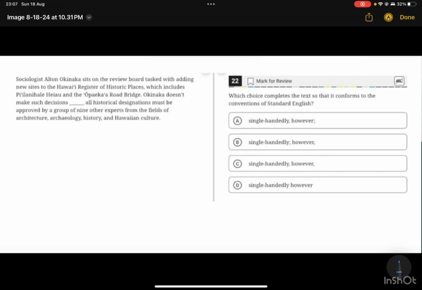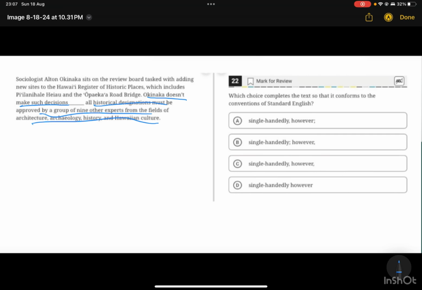Which choice completes the text so that it conforms to the conventions of standard English? First, we're going to see this sentence here and this one sentence here. We see that those two sentences are different independent clauses. So let's see the answer.